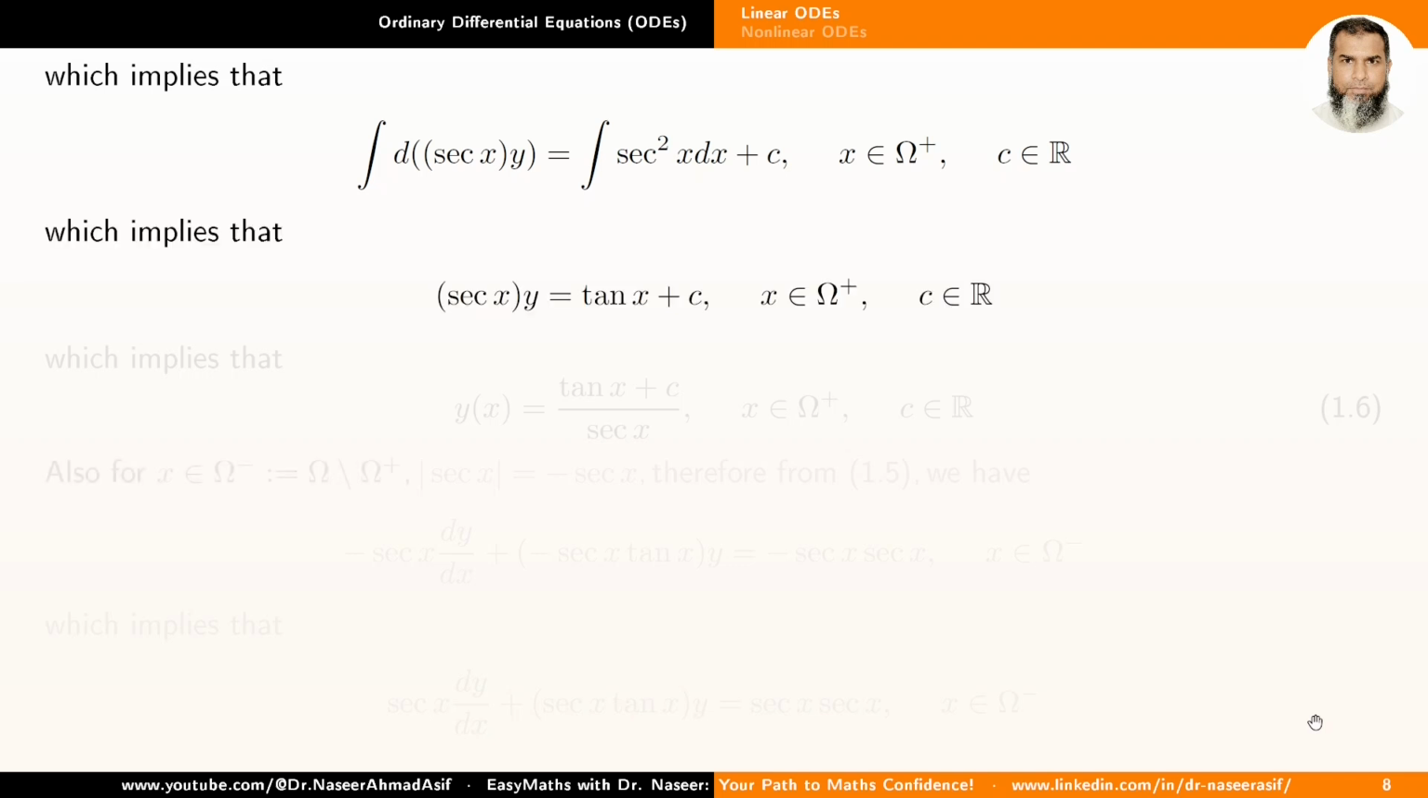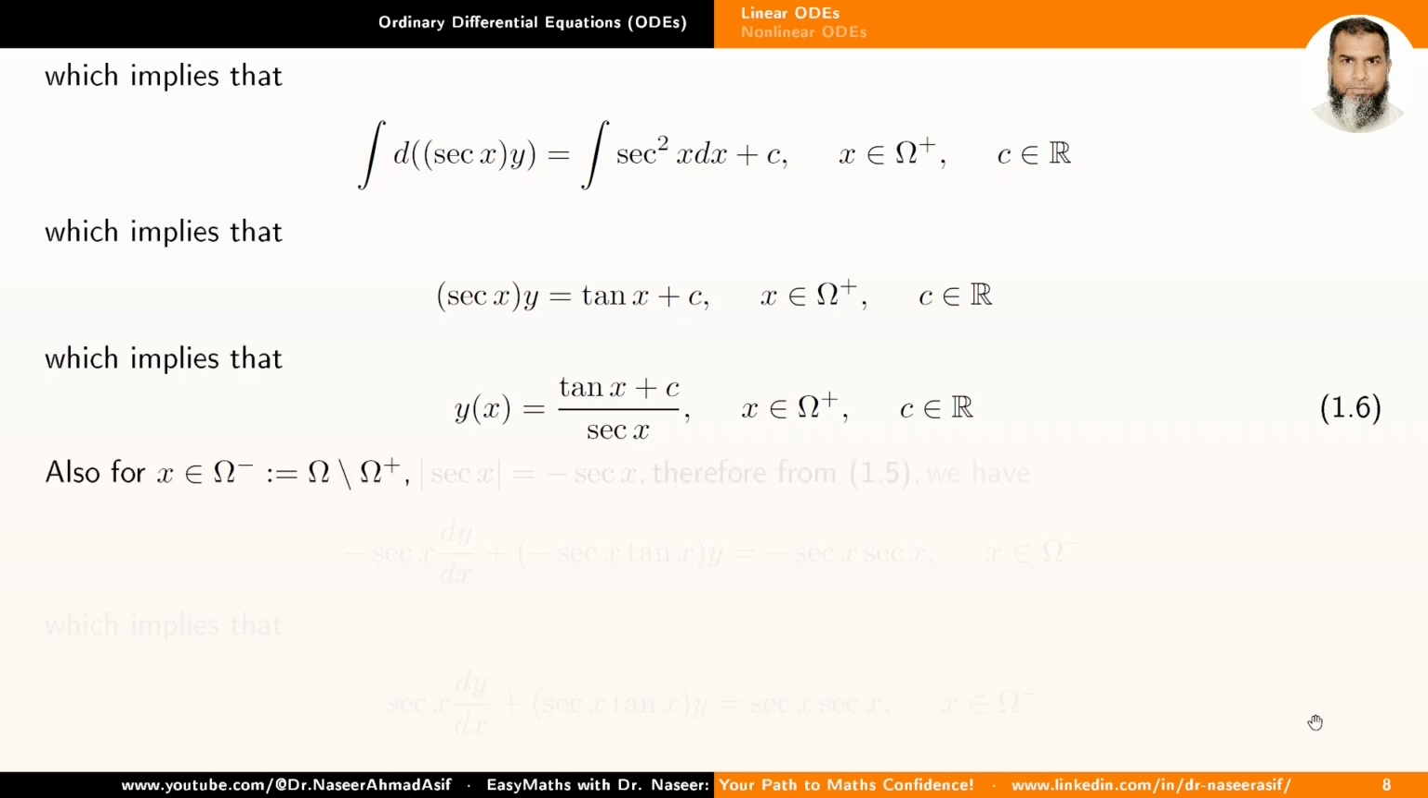So we have secant x into y is equal to tangent x plus c, where x belongs to omega plus and c is an arbitrary constant. Now dividing this by secant x, we have y of x is equal to tangent x plus c over secant x, where x belongs to omega plus and c is an arbitrary constant.